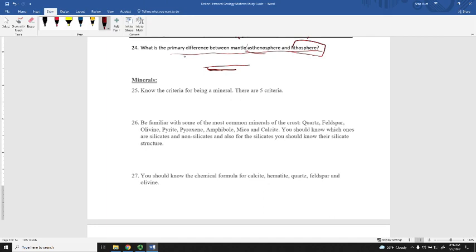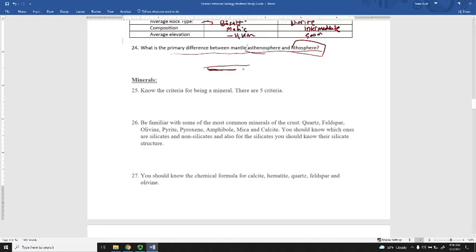So we have the crust, right? And then we have the continental crust there. That's ocean crust. This is continental crust. And then below that we have the mantle. And then there's a line that delineates mantle asthenosphere and mantle lithosphere. So I'm going to put here mantle lithosphere and mantle asthenosphere.